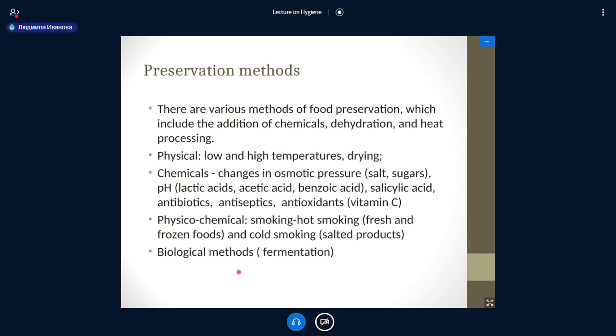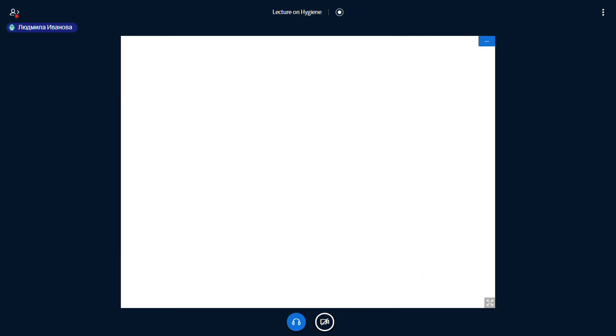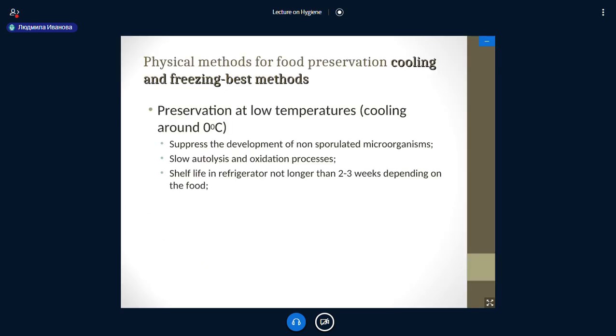And biological methods, fermentation. You have to remember this slide, because in the test there was such a question: what are the preservation methods? You have to know them with examples.